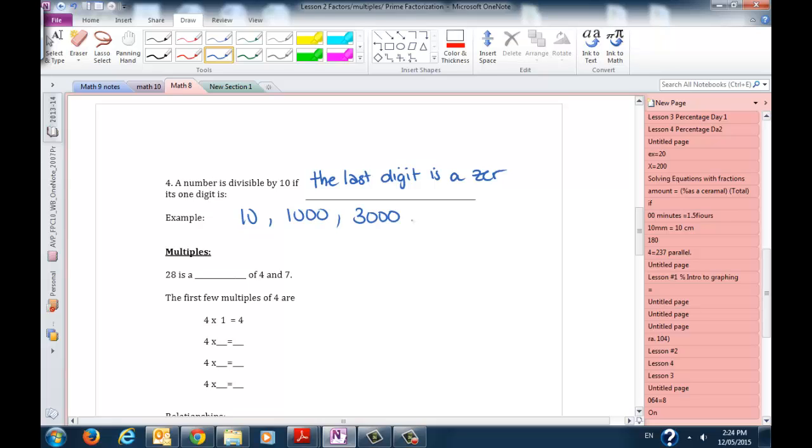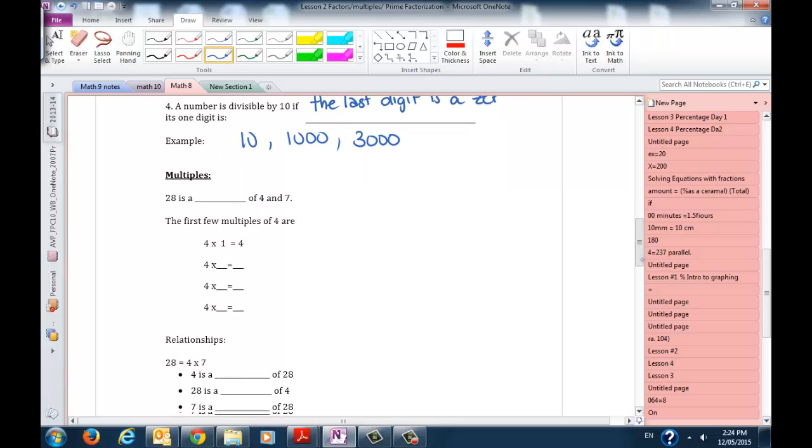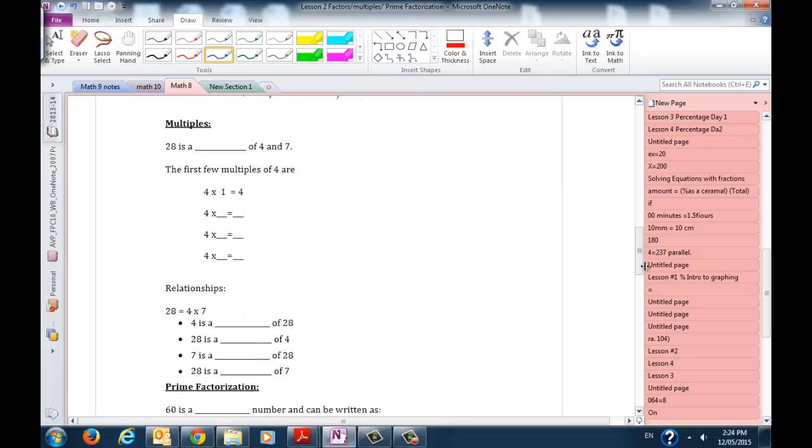3,000, etc. All right. Now we need to look at what is a multiple. So 28 is called a multiple of 4 and 7. The first few multiples of 4: the first one would be 4 times 1 is 4. 4 multiplied by 2 is 8. 4 multiplied by 3 is 12. 4 multiplied by 4 is 16.